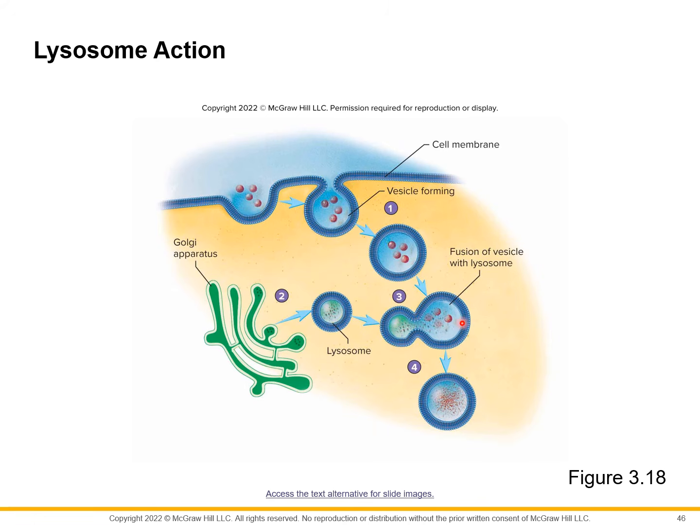So once they merge or fuse, the materials on this side would be exposed to the enzymes on this side, destroying them. And here is kind of like an end product of that. So this is what it looks like if we're observing the action of lysosomes.